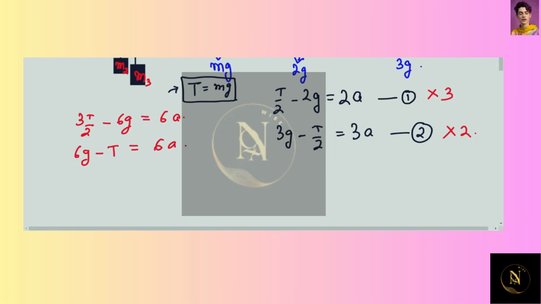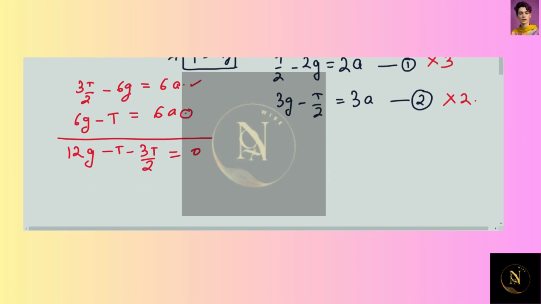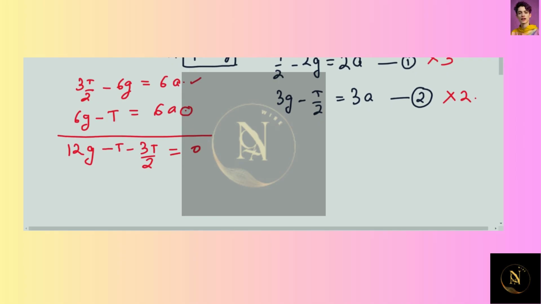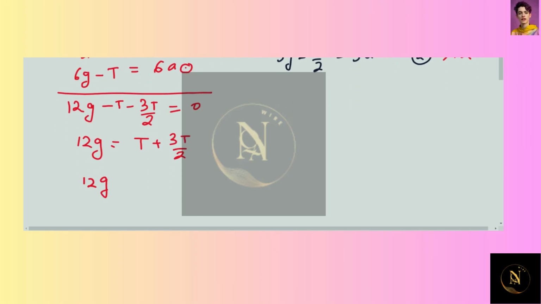Now we subtract the equations. So let's say I subtract this equation from this equation. So we get 12G minus T minus 3T by 2 is equal to 0. So from here we can easily figure out the value of tension T. So 12G will be equal to T plus 3T by 2, and this will give us 12G as 5T by 2. And from here we can get the value of T as 24G by 5.